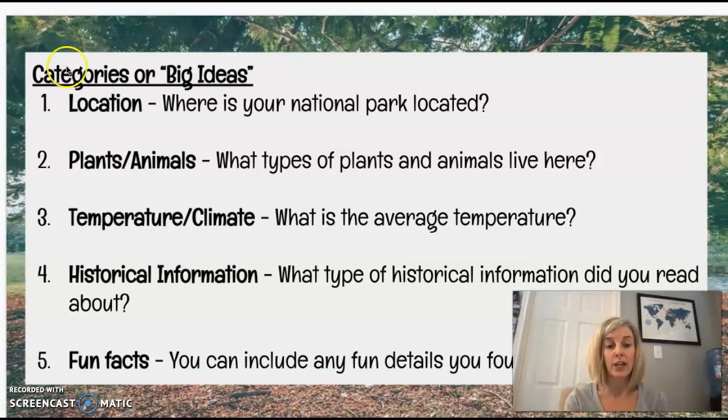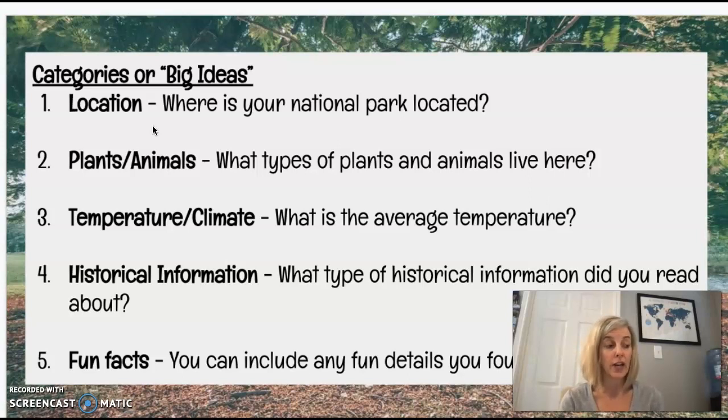Where is your national park located? Some of the national parks are located in one state or multiple states. You can also include in the location category the size if you run across that research. You're going to be thinking about the plants and animals that live in your national park and the habitats. A third category will be the national park's temperature or climate. Now, of course, that's going to change through the season, so you'll want to research that.